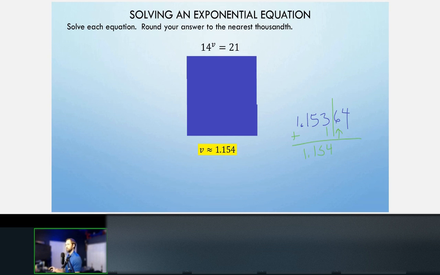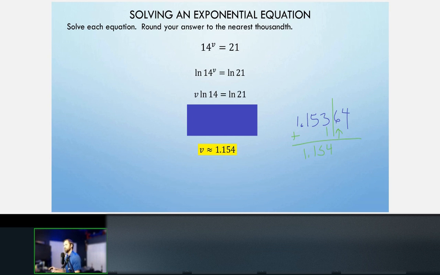So let me just quickly show this work. We natural log or log both sides. The v moved in front, and then we divide both sides by natural log 14. And then all of you should type that in to get that answer.